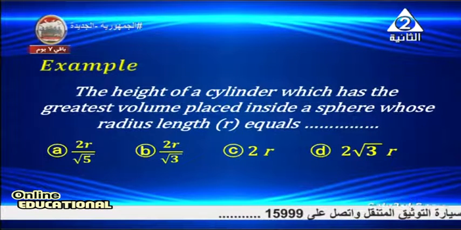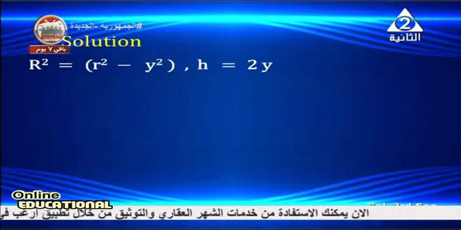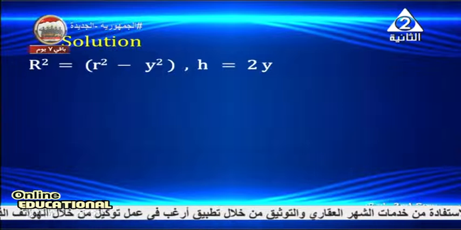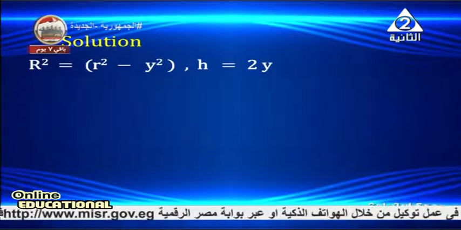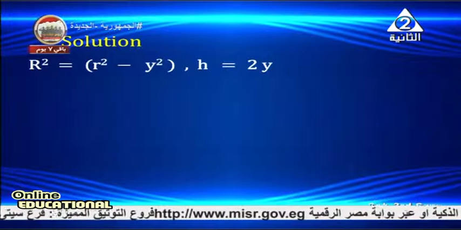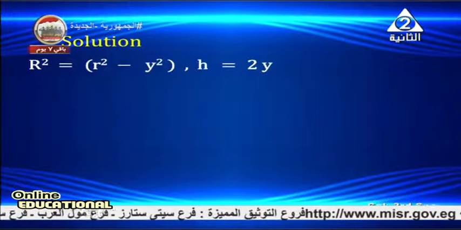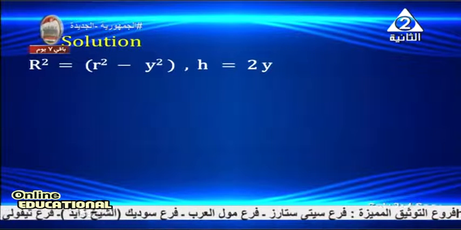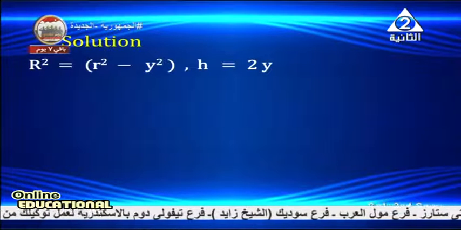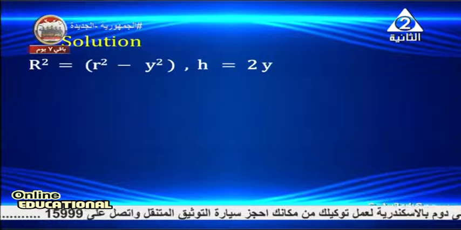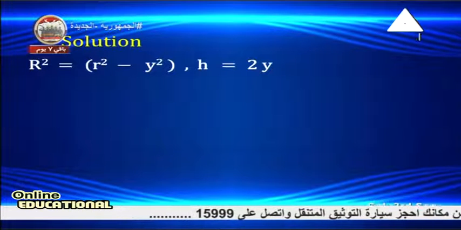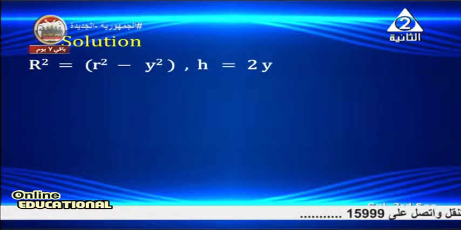We know that R squared equals r power 2 minus y power 2 and h equals 2y. R is the radius of the cone and the cylinder, and r small is the radius of the sphere. And h is the height of the cylinder.